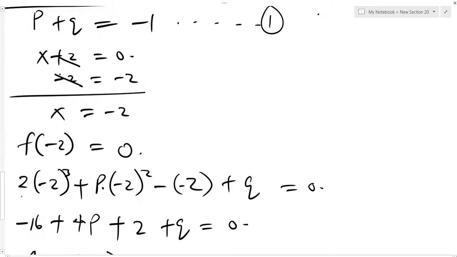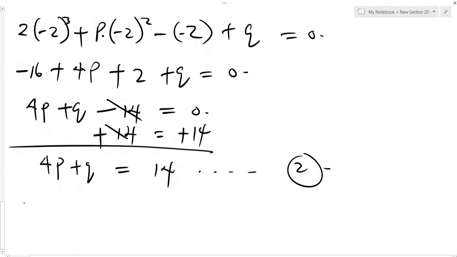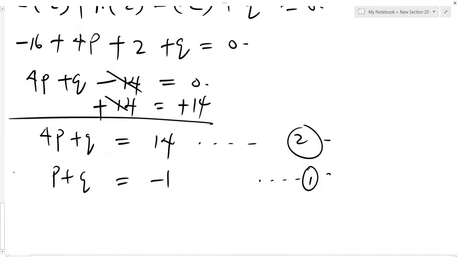Now let me write out equation 1. So using substitution method, or you can use elimination method, whichever, but let me use substitution method because we have coefficients of p and q which is equal to 1.